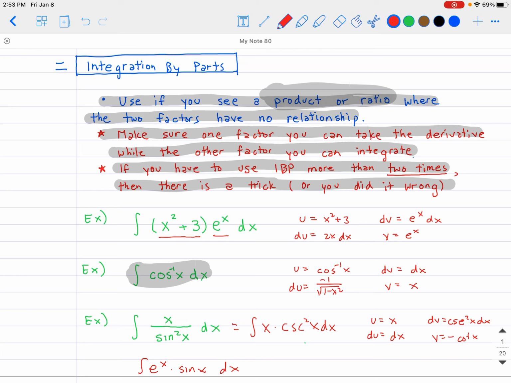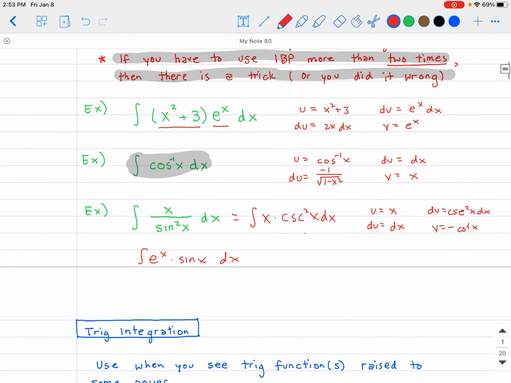Okay, but for the most part, with integration by parts, you should not have to use it more than twice, unless either A, you did something wrong, or B, there's a trick to it, or C, the author just wanted to pull your leg or something like that. Okay, all right. So that's technique number 2.